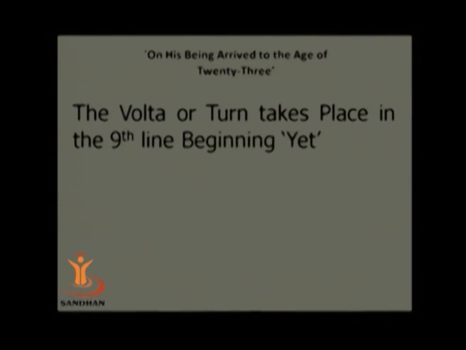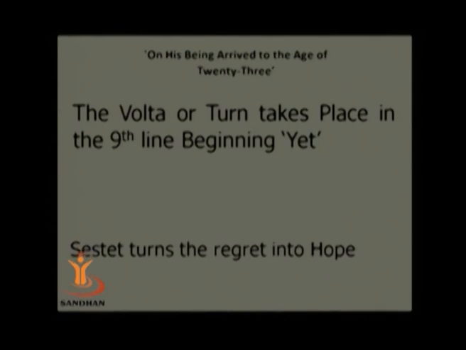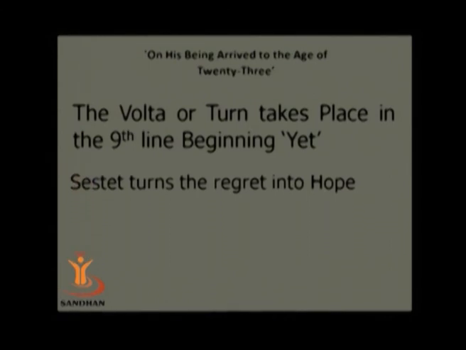The volta or the turn takes place in the 9th line beginning yet. In this poem, the yet with a capital Y tells you that there is a turn, a slight deviation in the thought which was developing towards sadness or lack of achievement, and here with yet it finds a change and moves towards consolation, where the poet tries to console himself and assure himself that if God has assigned something good for him, then he will also give him the means.